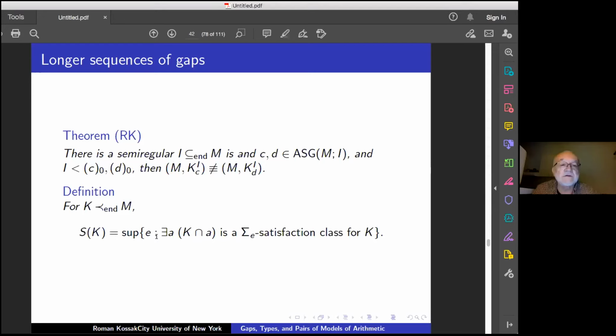K could, for example, have a full satisfaction class coded, and in this case the supremum will simply be K. And if K is not recursively saturated, then this supremum will be omega, because the existence of those Sigma-e satisfaction classes for non-standard e implies recursive saturation. So for non-recursively saturated cuts, the supremum is omega. And then there could be other things in between.